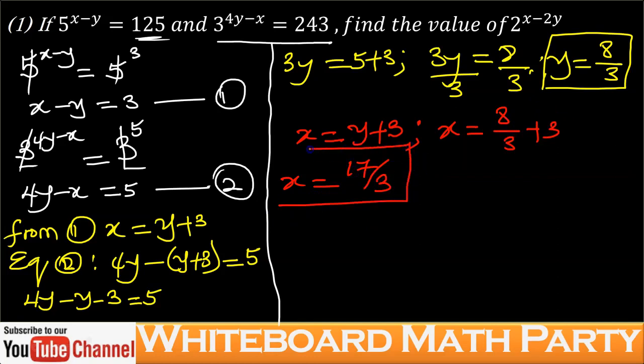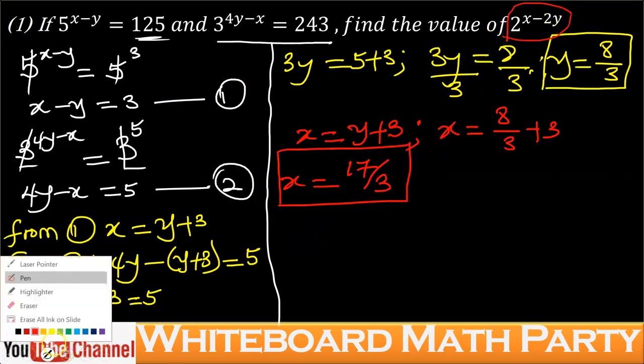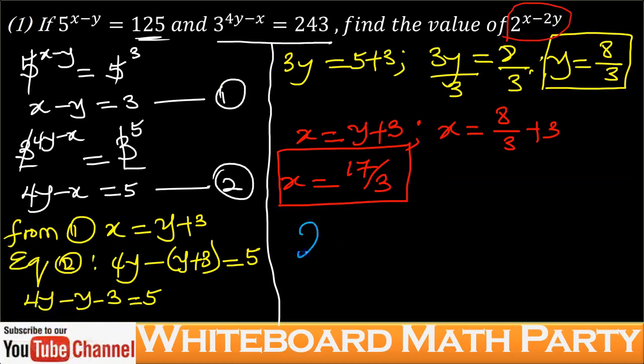But that's not what we're looking for in this question. Remember from the beginning, the question said we should find the value of 2 to the power of x minus 2y. So to find 2 to the power of x minus 2y, this is exactly what we need to do. 2 to the power of x minus 2y is going to leave us with 2 to the power of, what's our x? 17 divided by 3. And what's our y? Our y is 8 upon 3, which is to be multiplied by 2. So it's going to be 2 times 8 over 3, like this.